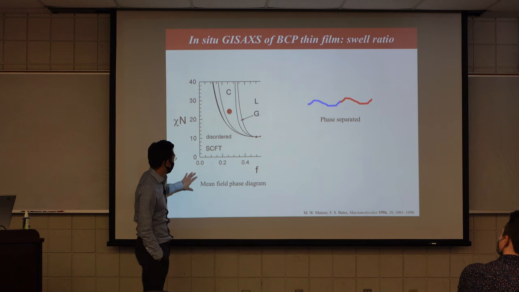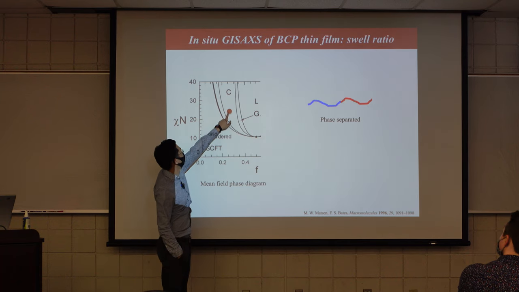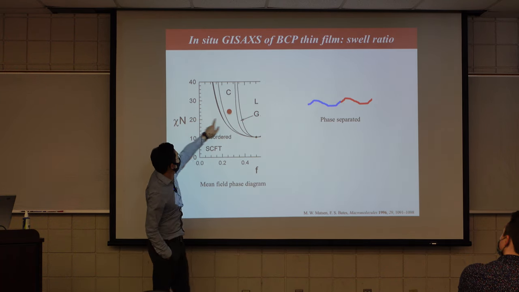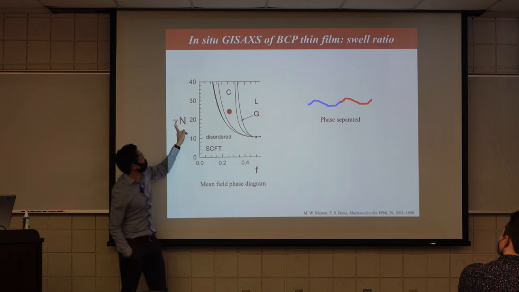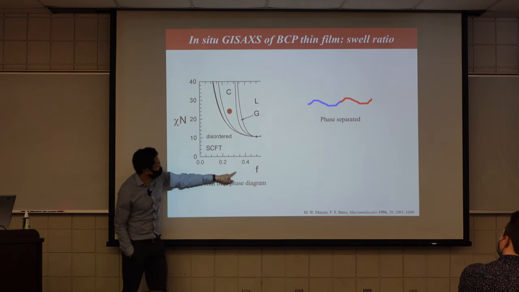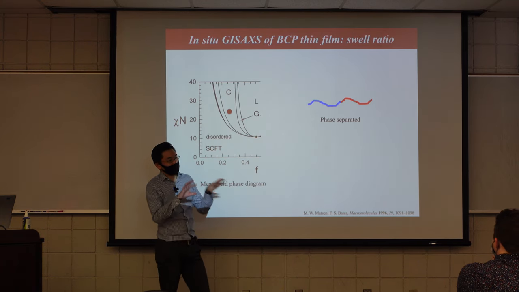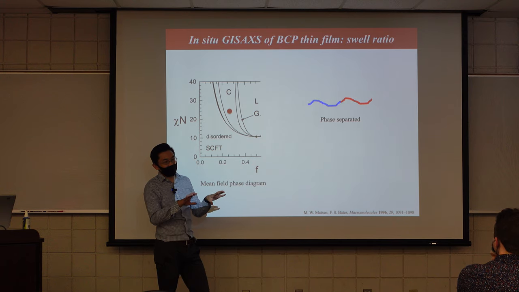So I want to show this phase diagram. I cut it in half. So we calculate chi N for our material. We actually start from here. Once we swell it, what we lower is chi. We're assuming the solvent swells both blocks equally. It's a reasonable assumption. Probably not exactly equally, but it's reasonable.